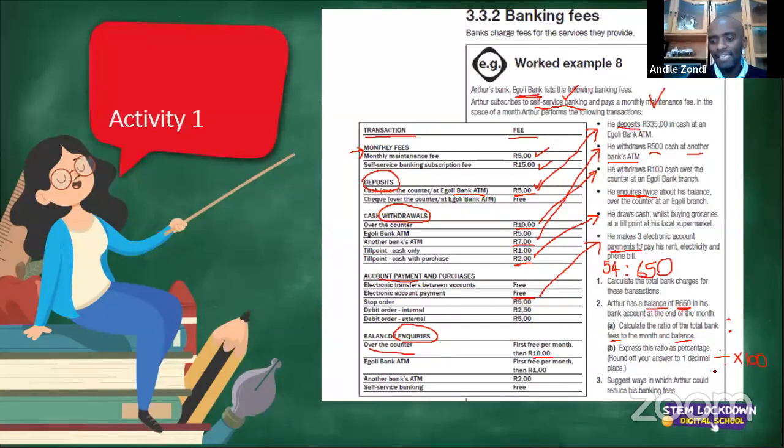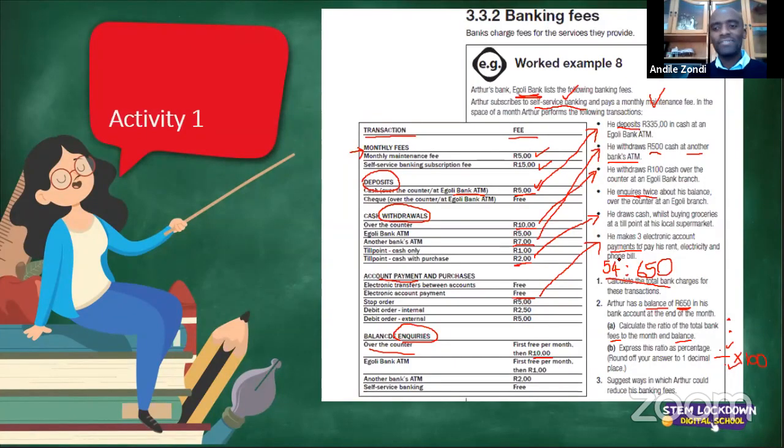Can any learner guess this fraction? What will be on my numerator? Remember, I'm using these values. What will be in my denominator? Can anyone tell me what is my numerator? What is my denominator? Okay, let me carry on. I think you guys are still thinking.